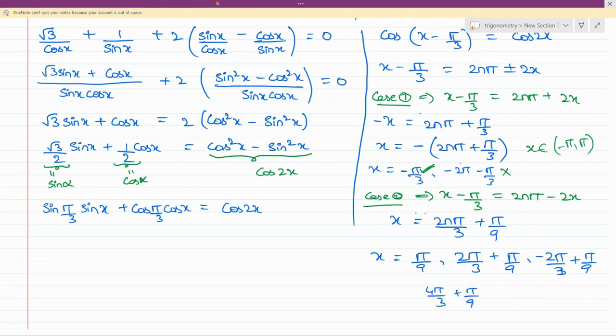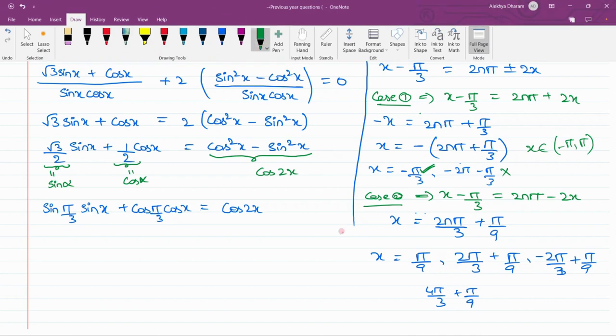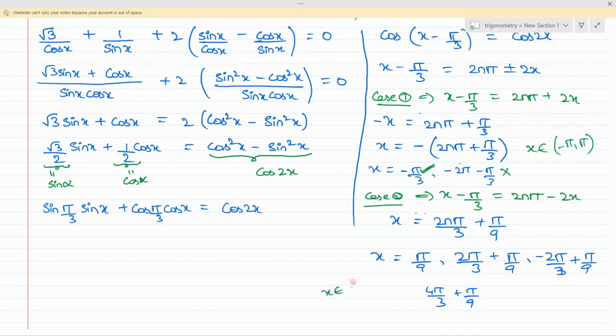But here in the question, it is told that x belongs to minus pi to pi. So this solution exists, pi by 9, and 2 pi by 3 plus pi by 9 also exists. Minus 2 pi by 3 plus pi by 9 also exists. But this exceeds the range. So here there are three solutions, and in case 1, it is one solution.